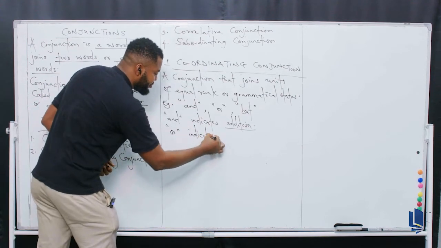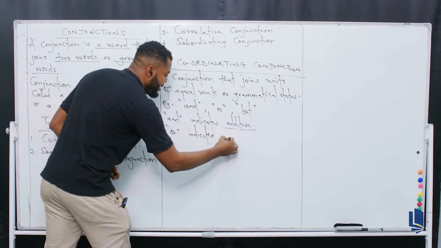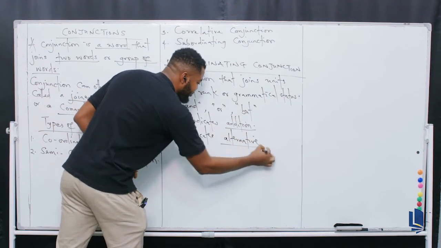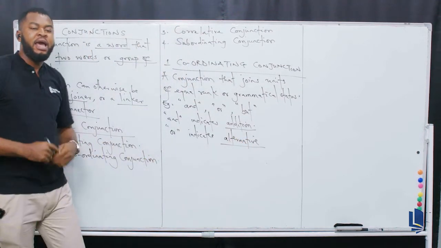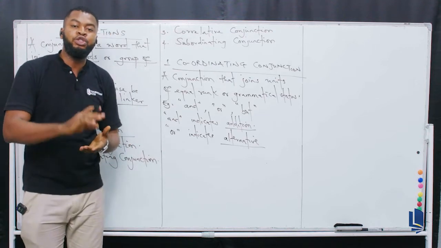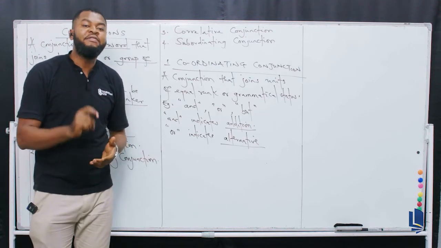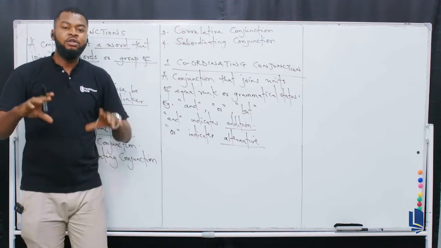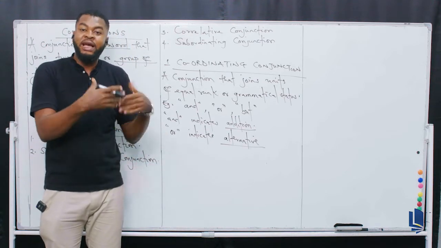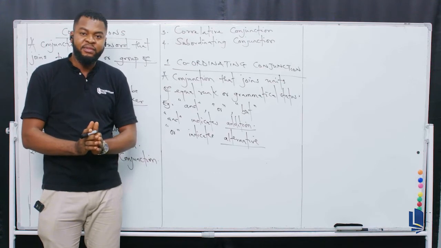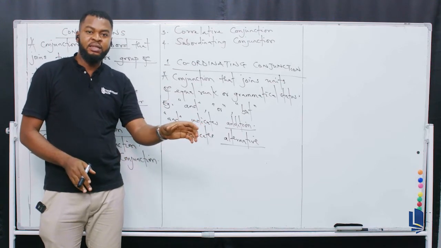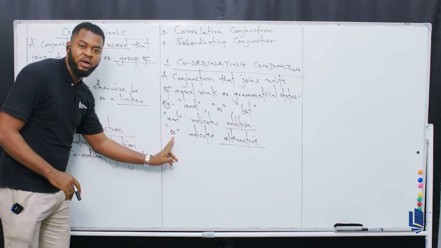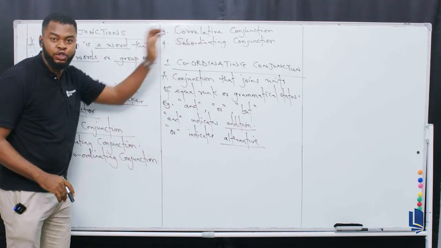Or indicates alternative. Don't forget, alternative. That's the major function. Any moment you use the coordinating conjunction or, it must definitely indicate what? Alternative. That is, out of two things, one will definitely happen. That's what you're saying. If one is not present, the other will. That's the essence of or as a coordinating conjunction.